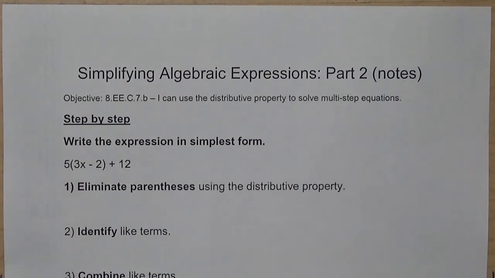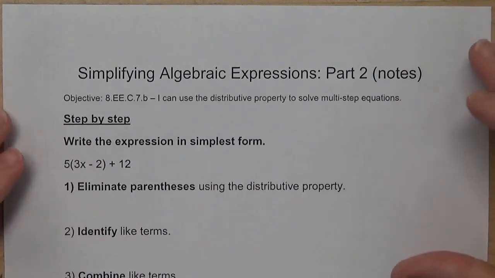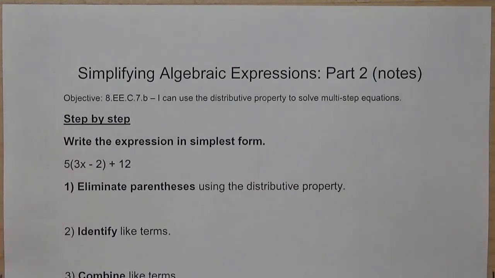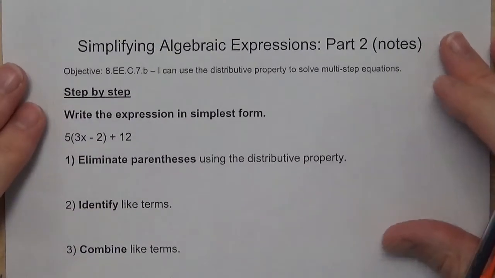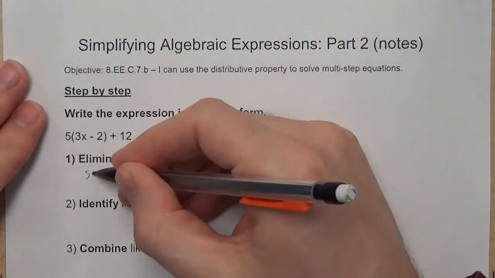We're going to be using some distributive property today, but again, we're not quite yet putting it in the context of equations. So our introductory problem here, or our example problem, says write the expression in simplest form. It's 5 and then in parentheses 3x minus 2 and then plus 12 there at the end. So the first thing today is going to be to eliminate parentheses. Just like in order of operations, we always want to take care of the parentheses first. That's what we're doing here with these algebraic expressions.